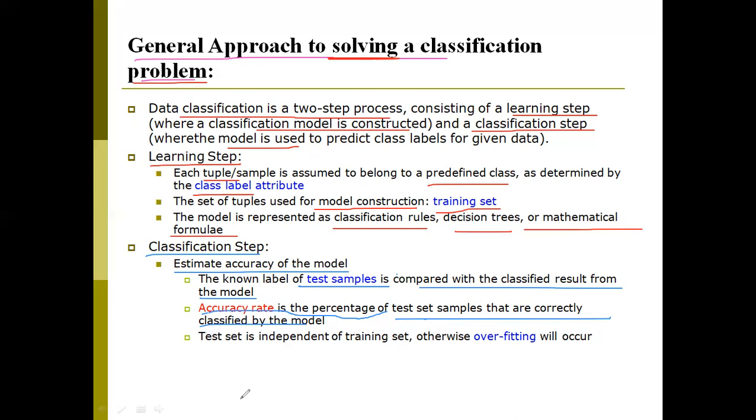Next, the test set is independent of the training set. What is it? It means we are using two sets of data: one is the training set, and the second is the test set for this classification model. Why? Because this classification model is a two-step process, so for each step we are going to use one set of data.